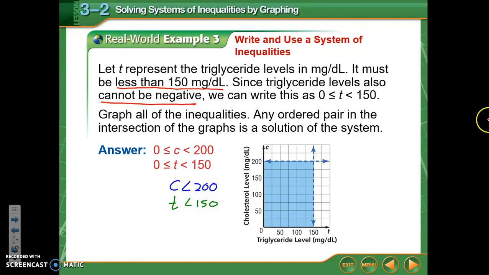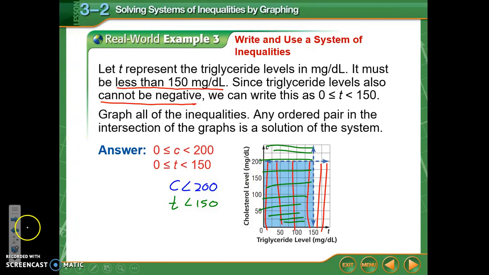So basically what we did is we shaded less than 200, which looked like this, and it would go all the way across. So we can see this a little better, hopefully. And when I shade less than 150, this side to the left is all of the values less than 150. And you can see that the overlap is here in what the book shaded as blue.